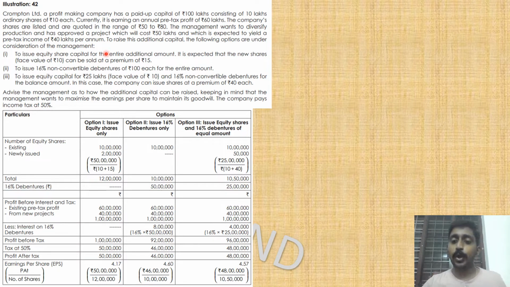Now this new project, if you invest, you will get a benefit of 40 lakhs more per annum. To raise this additional capital, what is the additional capital? 50 lakhs is required for this project. The following options are under consideration.